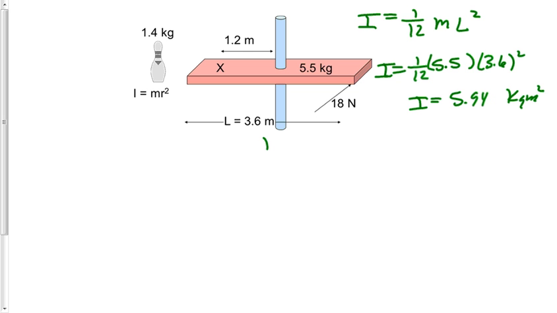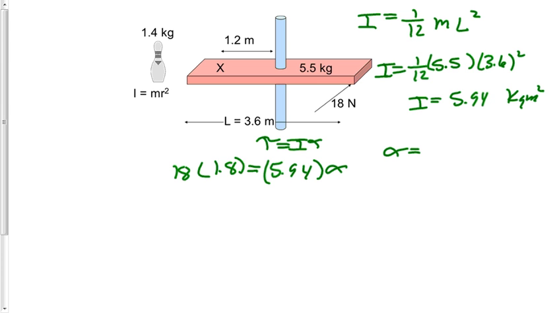Our first question is to find the value of the angular acceleration. So we're going to use the equation torque equals I alpha. Our force is 18 newtons. Now we need to find the point of rotation here. Well, that's half of the length of this, so that would be 1.8. So force times our distance to the point of rotation equals I alpha, which is 5.94 multiplied by alpha. And it turns out the angular acceleration is 5.45 rads per second squared.